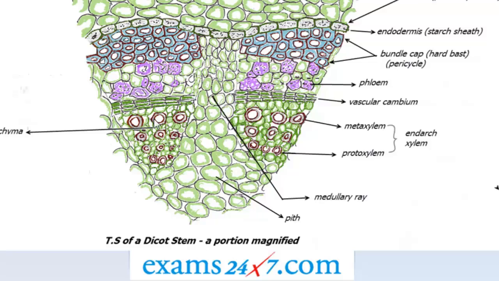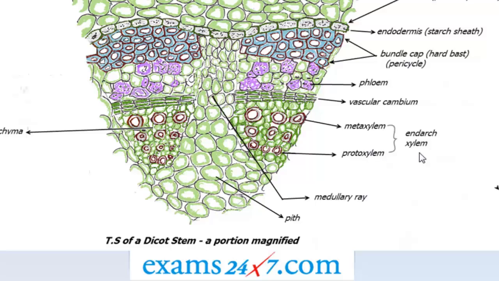A close observation of each vascular bundle shows the presence of thin-walled meristematic tissue between the xylem and phloem, and this is what is called vascular cambium or intrafascicular cambium. As the cambium is present, the vascular bundle is said to be open. If we look at the xylem, it shows endarch arrangement, where the protoxylem faces the pith and the metaxylem faces the periphery.